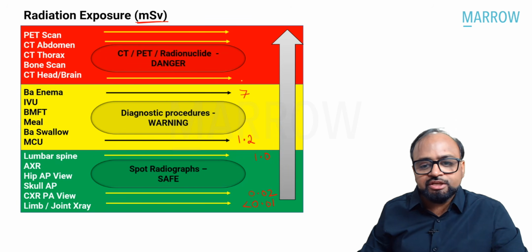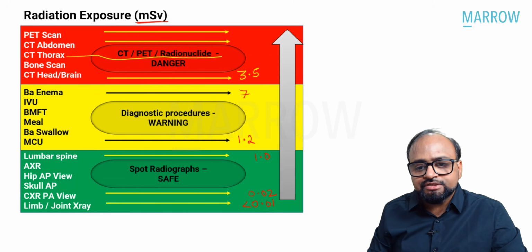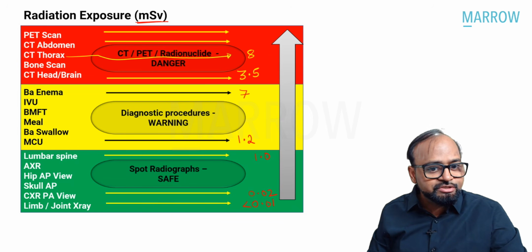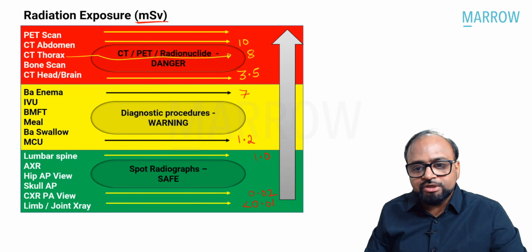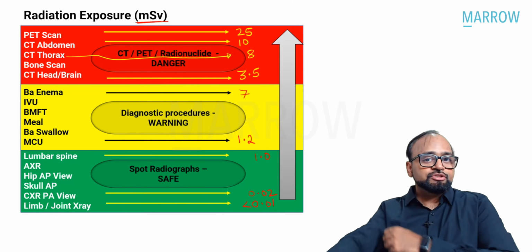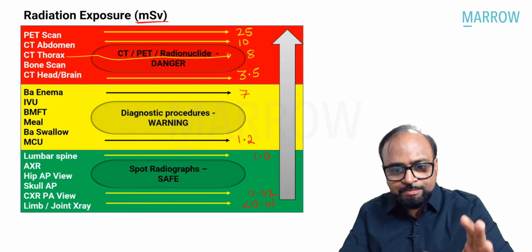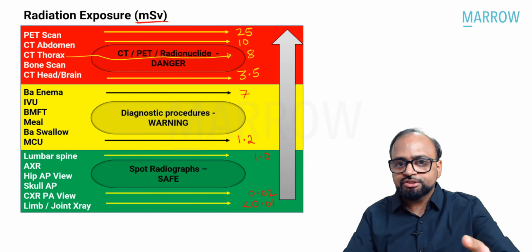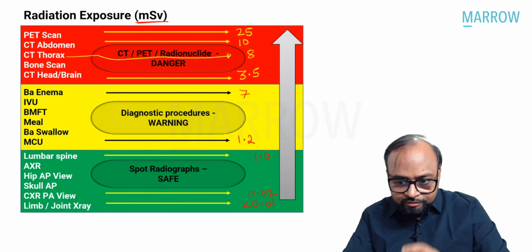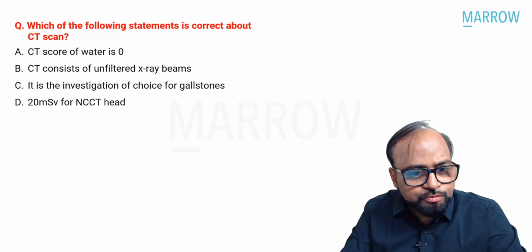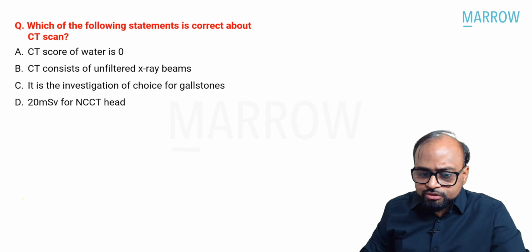So if you look at CT scan exposures, remember CT scan head has an exposure of around 3.5 millisieverts. CT scan thorax, let us complete the discussion of all CT scan exposures. So CT scan thorax is around 8 millisieverts, CT scan abdomen is around 10 millisieverts, and PET scan, remember, is around 25 millisieverts, the maximum of all. So green zone, yellow zone, red zone, we have studied the concept, spot radiographs, diagnostic procedures, CT, PET, radionuclide studies, and we have studied few important radiation exposure values. Now let us come back to this question.